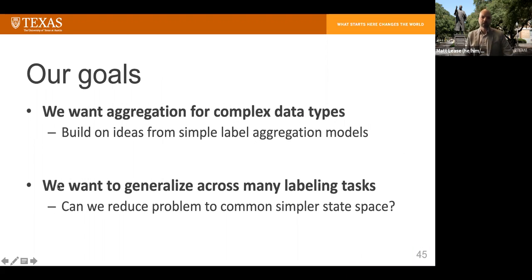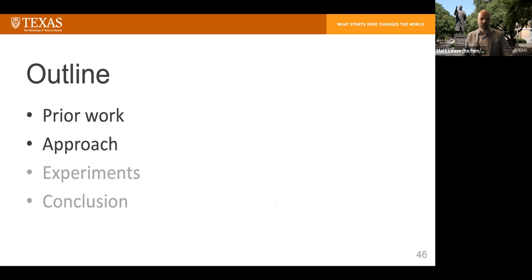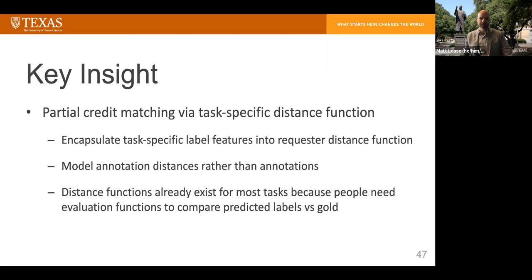So in our goals, we wanted to have aggregation for these complex data types, and we wanted to take advantage of this large body of prior work, but generalize it. We need to generalize across many different kinds of labeling tasks. So we wanted to not have all of these different models, but somehow have a simpler formulation that would allow us to generalize across them. So let's jump to our approach.